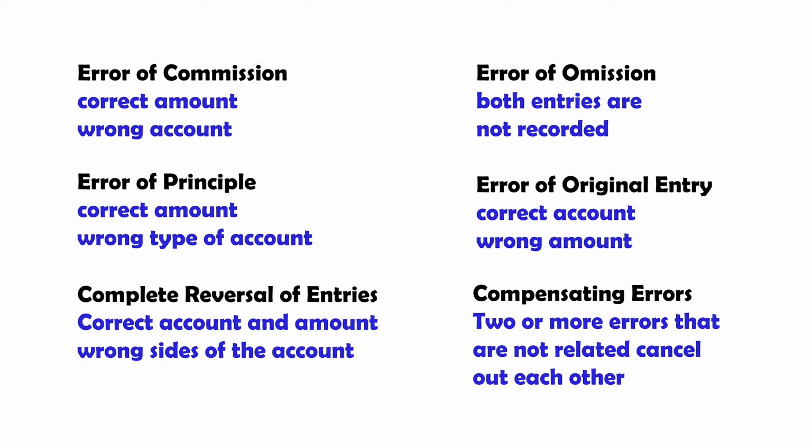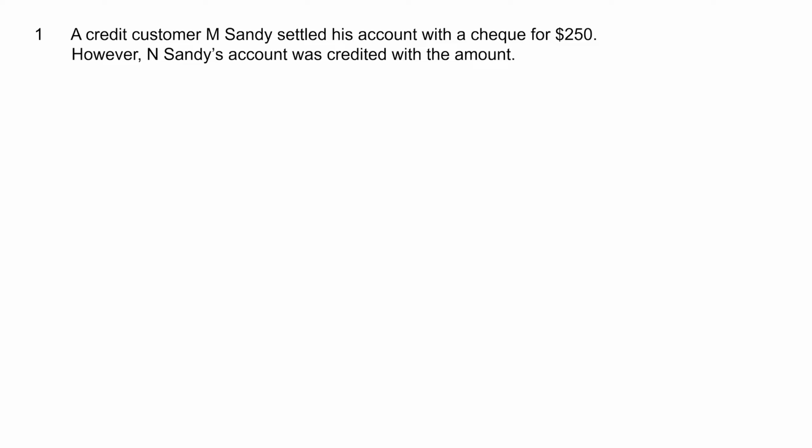Compensating errors: two or more errors that are not related cancel out each other. 1. A credit customer, M. Sandy, settled his account with a check for $250. However, M. Sandy's account was credited with the amount. Error of commission. Ledger entries.